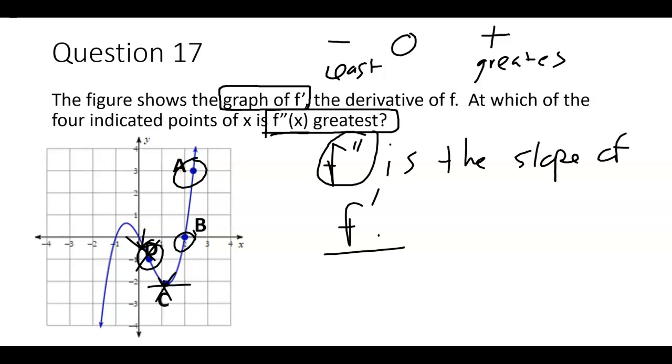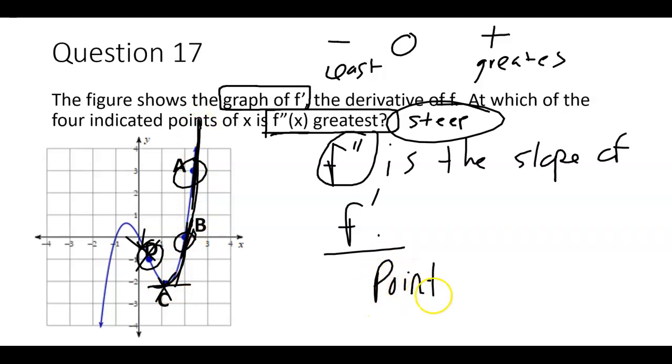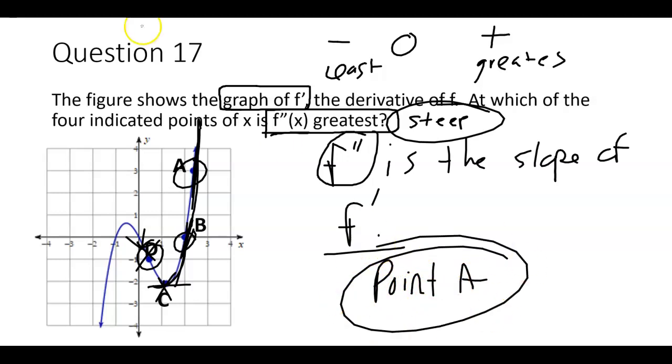Well, it's greatest if the slope is the most steep, because the more steep the slope is, the greater it is. So A is going to be steeper than B, because B is still curving in an upward direction, and A is getting really straight. So I would say that A is steeper. And so I would say it's at point A where we have the greatest slope.